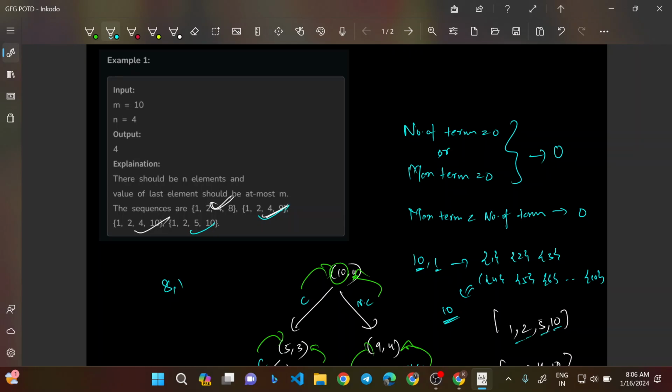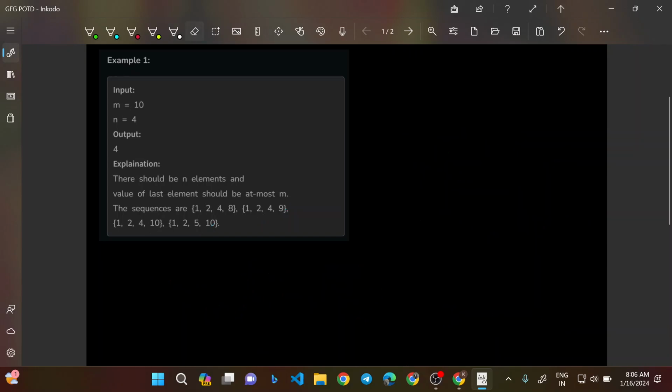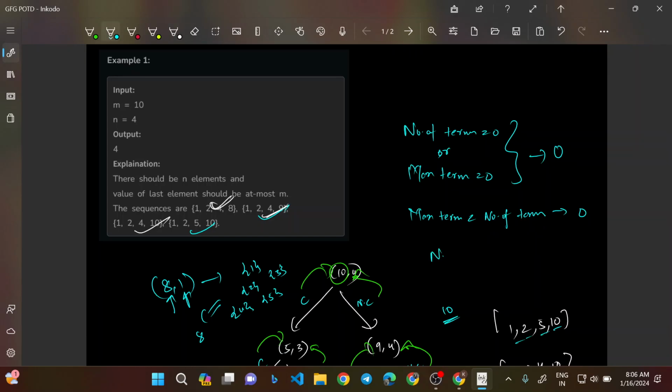Or if I say 8, 1, in the sense that the maximum value you can use is 8 and the number of terms in the sequence is 1. In that case also, what are all the possible values? 1, 2, 3, individual sequences. So how many possibilities? Totally 8 possibilities. So this is also another base case. If your number of terms is equal to 1, in that case return max term. So these are all the 3 base cases.